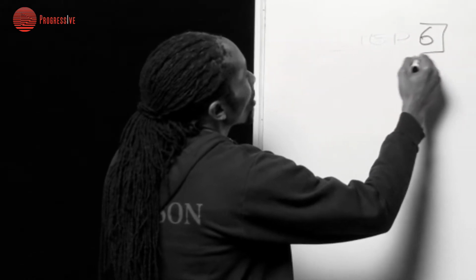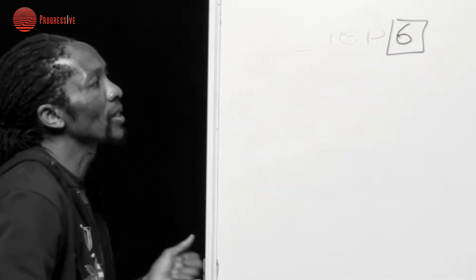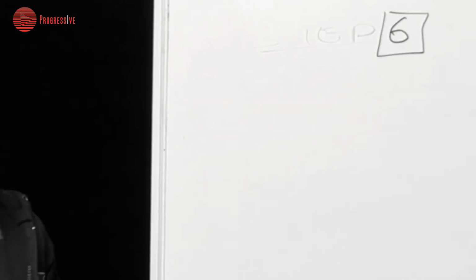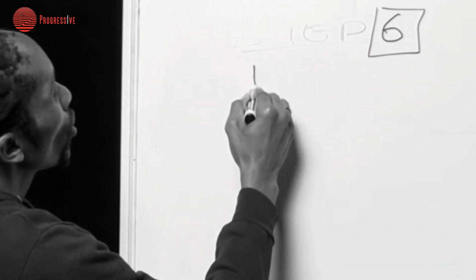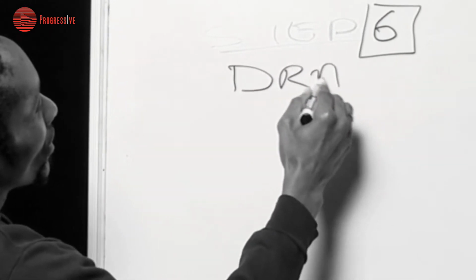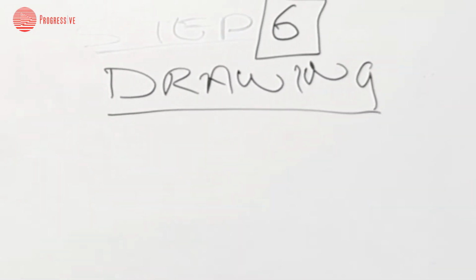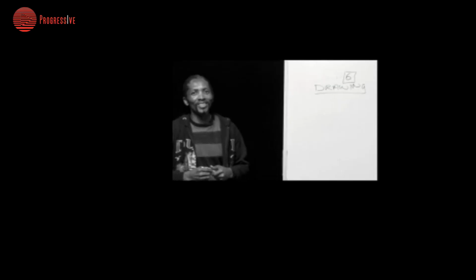So on the last step, which is step number 6, you must remember where you are coming from. On step number 6, I already know what I want to do. Step number 6 is now about what? Introducing you to the drawing. I'm not really good at drawing, but I can try my best.